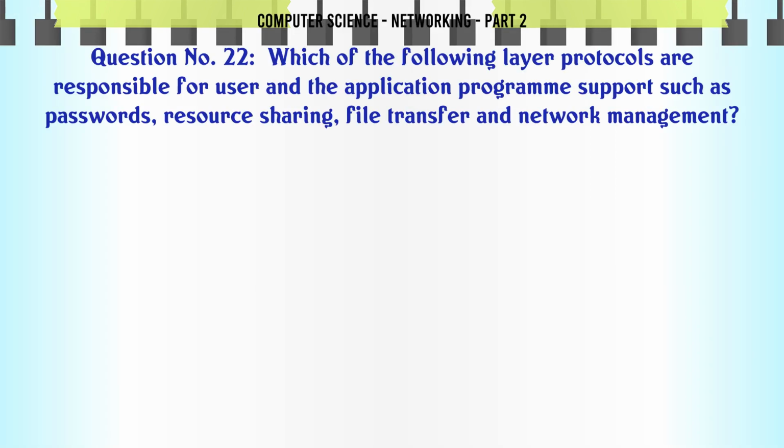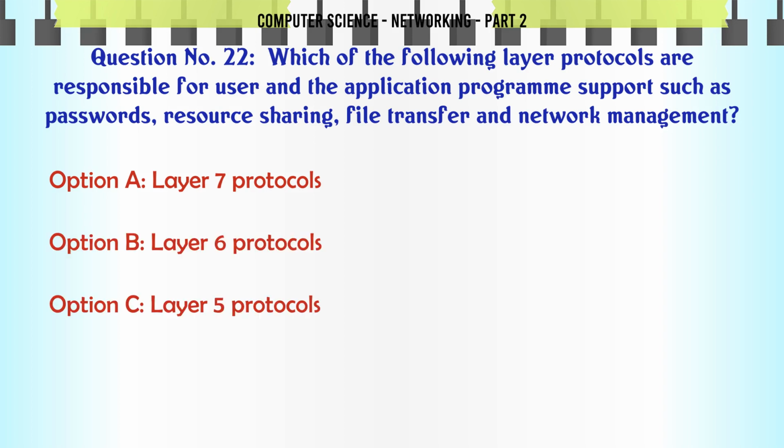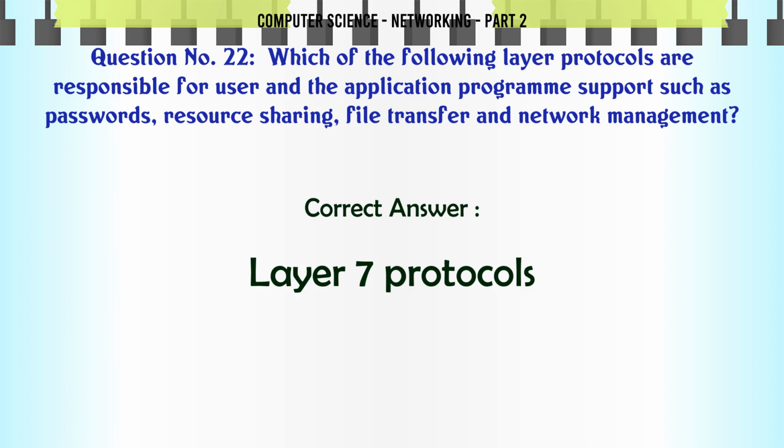Which of the following layer protocols are responsible for user and application program support such as passwords, resource sharing, file transfer, and network management? A. Layer 7 protocols. B. Layer 6 protocols. C. Layer 5 protocols. D. Layer 4 protocols. The correct answer is Layer 7 protocols.